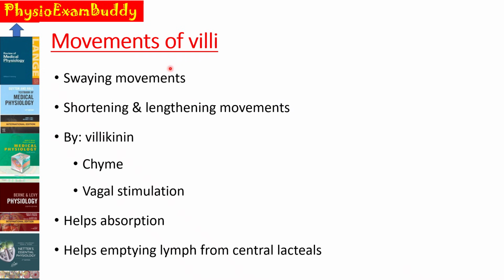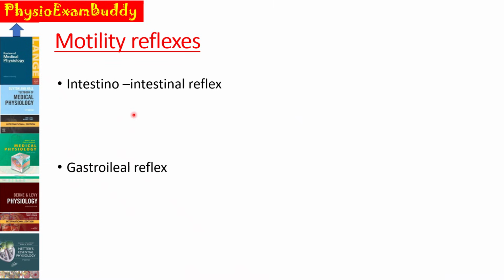Next is the movement of villi. That is mainly swaying type of movements because of the shortening as well as lengthening movements of the villi by villikinin, chyme as well as vagal stimulation. These are the three stimulants for the movement of the villi. And this movement mainly helps in the absorption as well as helps in the emptying of the lymph from the central lacteals.